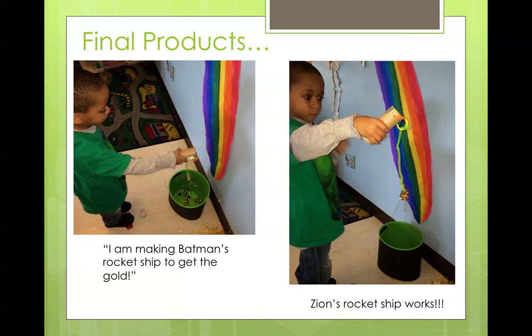Final products. Zion, in his first picture, told me that he made Batman's rocket ship to get the gold out. And in the second picture, you can see that his rocket ship worked. He used a metal washer at the end of the pipe cleaner and it stuck to the magnetic piece on the back of the gold.